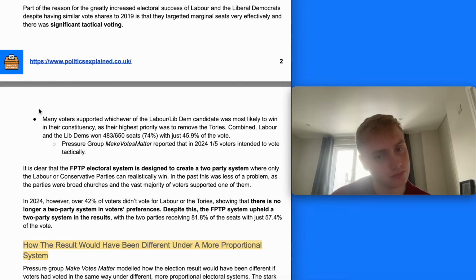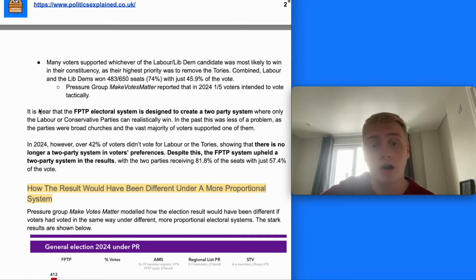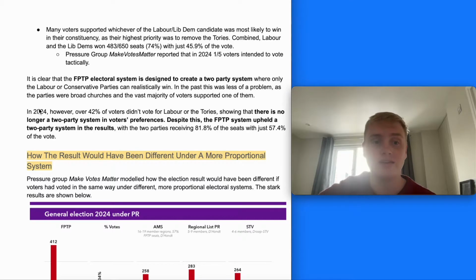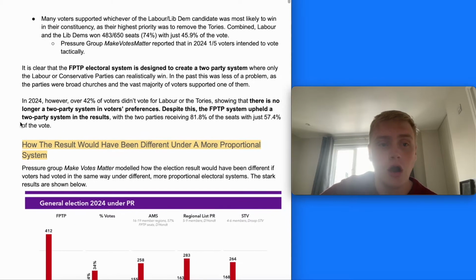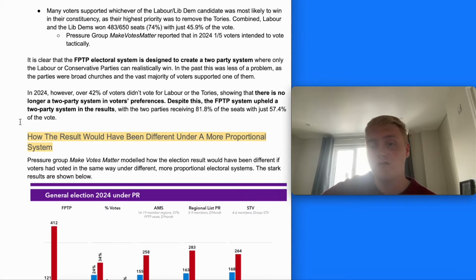And in electoral success. Ultimately, it's very clear that the first past the post electoral system is designed to create a two-party system where only Labour and the Tories can realistically win. In the past, this was less of a problem, as the parties were broad churches and the vast majority of voters supported one of them. In 2024, though, over 42% of voters didn't vote for Labour or the Tories, showing that there's no longer a two-party system in voters' preferences in how they vote. Despite this, the first past the post system upheld a two-party system in the results, with the parties receiving 81.8% of the seats, with just 57.4% of the vote.